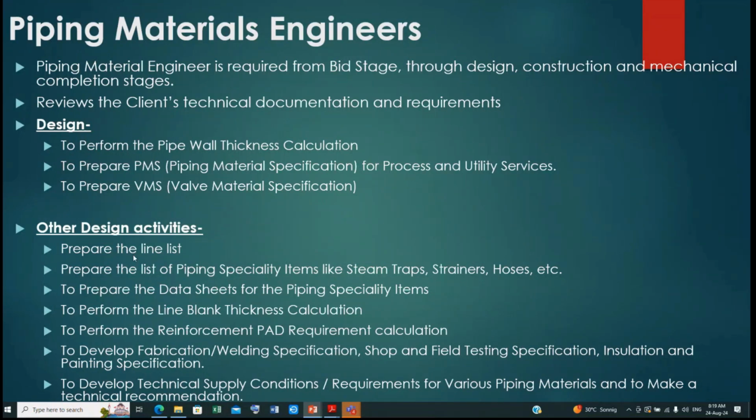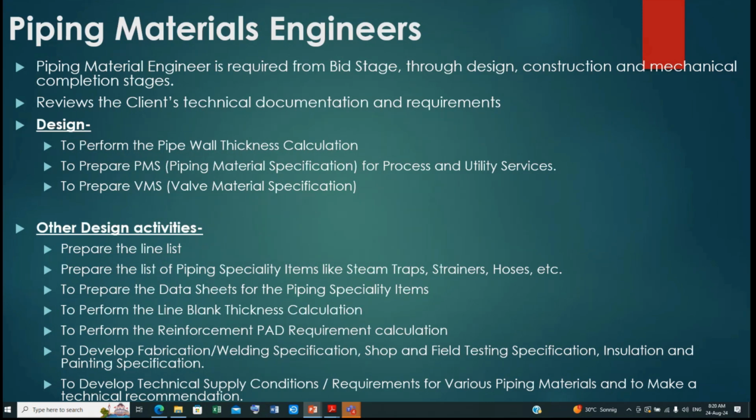Okay. And what are the other design activities done by the piping material engineer? To prepare the line list. So in a project, let's say we have 5,000 lines. A line contains different data like line number, size, fluid code, pipe class, insulation type, insulation thickness, pipe routing from, to, its design pressure, design temperature, operating temperature, sometimes the stress analysis number, stress analysis category.